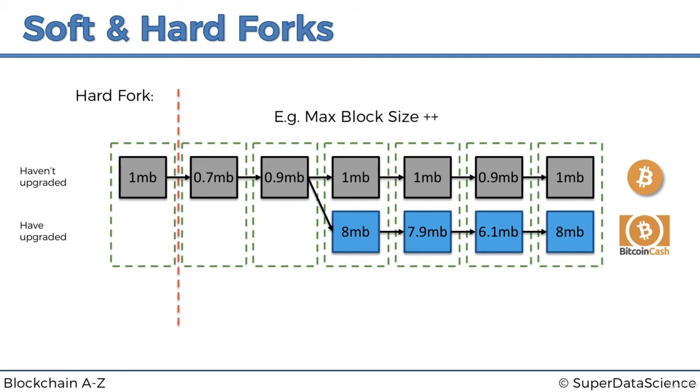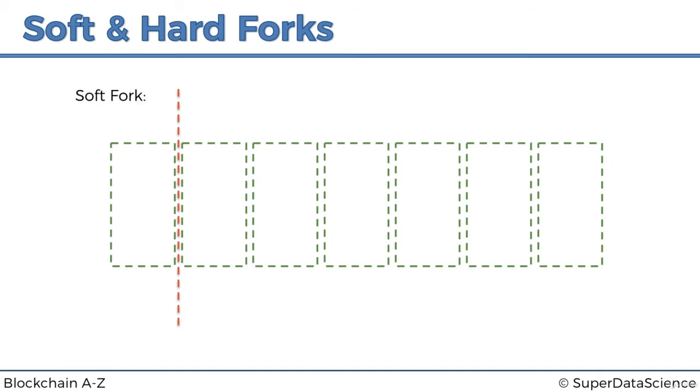Now let's have a look at a soft fork. Soft fork example. Again, here we're going to have "haven't upgraded" on the top and "have upgraded". As you can see, the names are a bit different. So here's "haven't upgraded yet" and "have already upgraded". And that shows that eventually in a soft fork, all miners will be forced to upgrade.